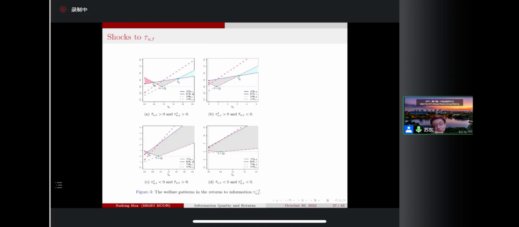The red region is the net welfare gains, and the light blue region and the gray region are welfare cuts. But the dominance is different. Sometimes the dominance goes to IP, sometimes it goes to IE. But I'm interested in the red regions because I want to see the welfare gains. The welfare gains only happen if tau u is very small. These welfare gains will disappear very easily if tau u gets higher.